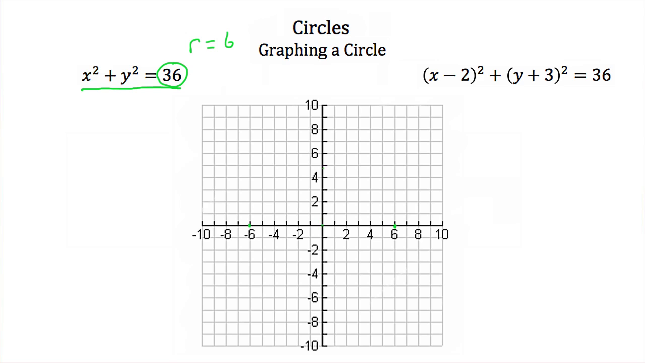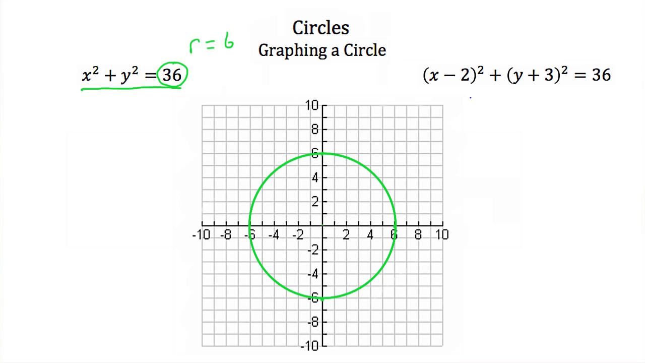We could also go to 6 on the y and negative 6 on the y, because both of those would be 6 units away from the origin, or the center of our circle. Now if we connect these 4 points with a smooth rounded curve, our circle would look something like that. Now we were able to graph this just because we knew where the center was and we knew what our radius was. Now let's try graphing our next equation.